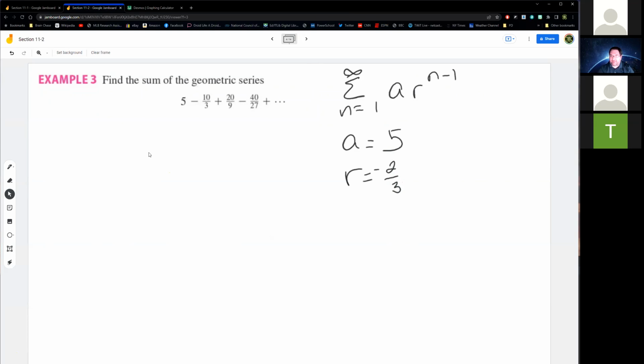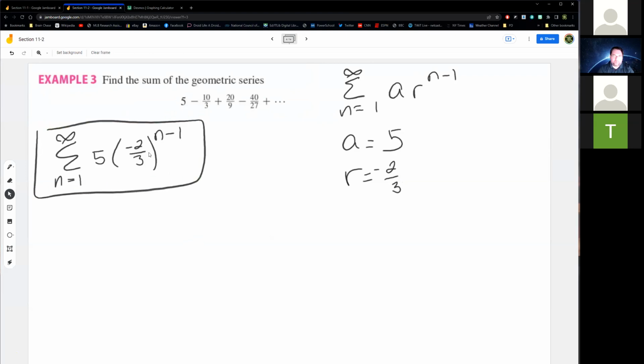Does everybody see where I got the 5 and the -2/3 from? Five is your start. And then if I multiply that by -2/3, I get -10 over 3. And if I multiply that by -2/3, I get 20 over 9. So my equation is that. That is the series that will produce that equation. That's the summation.